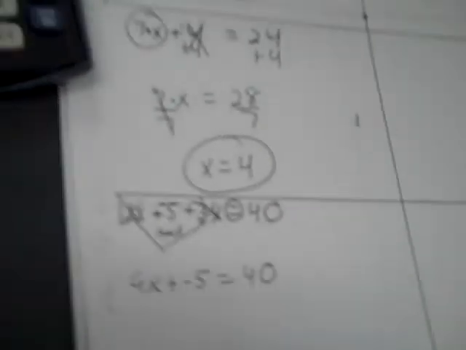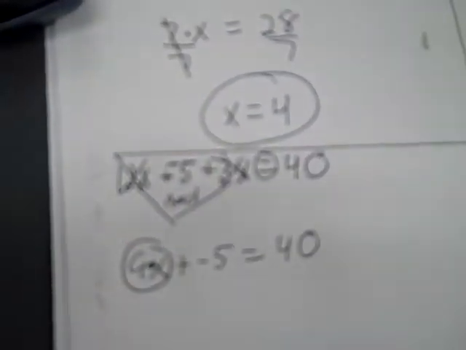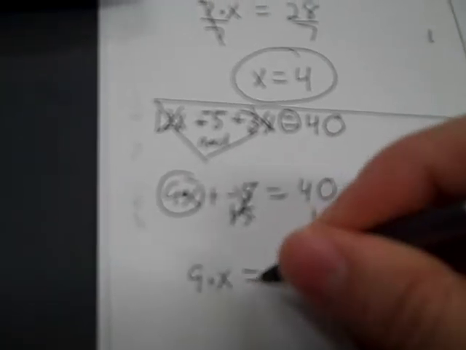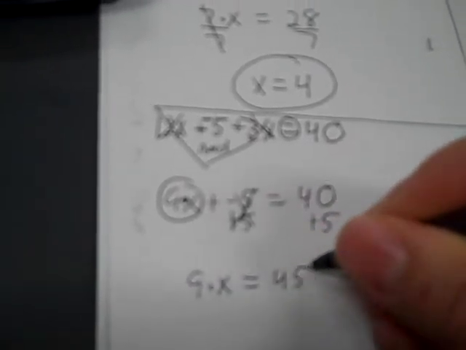Okay. And now I'm on my way. Dot your x term and circle it. So dot the x, circle it. Undo anything outside the circle. There's a plus negative 5. We need to undo that. So it's negative 5, so we need to add 5 and add 5. So I have 9 dot x, and then the equal sign, and then 40 plus 5 is 45.